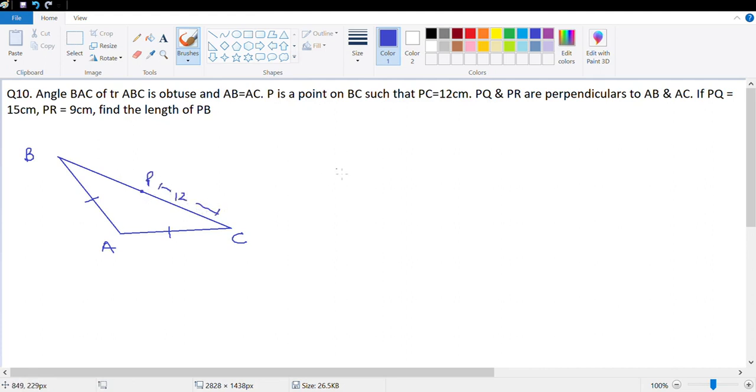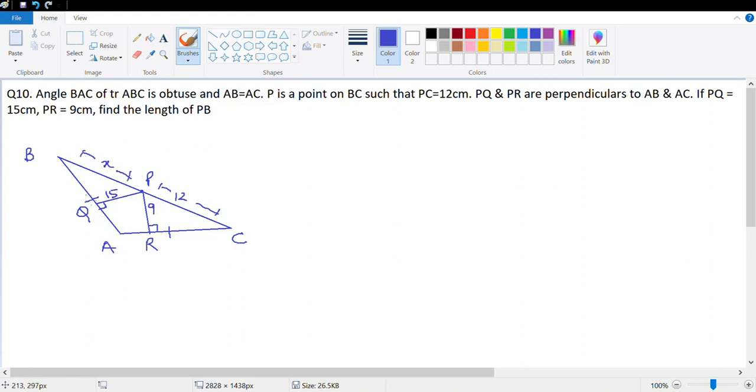PQ and PR are perpendiculars to AB and AC. So perpendicular from here and perpendicular from here. These are the two perpendiculars. PQ is on AB and PR is on AC. If PQ is equal to 15 centimeter, PR is equal to 9 centimeter, we need to find the length of PB, which is this part.